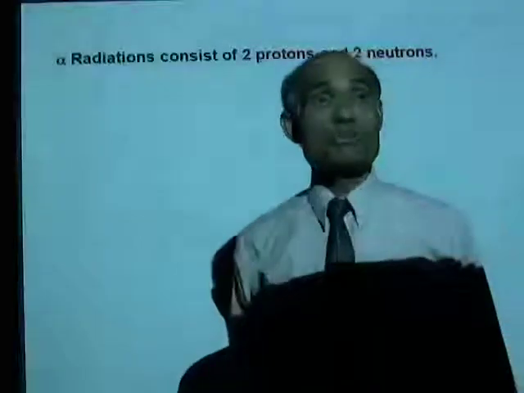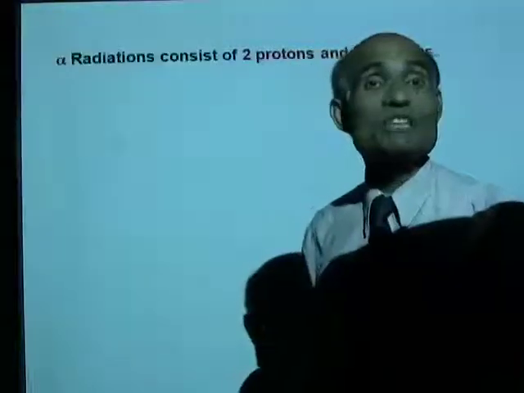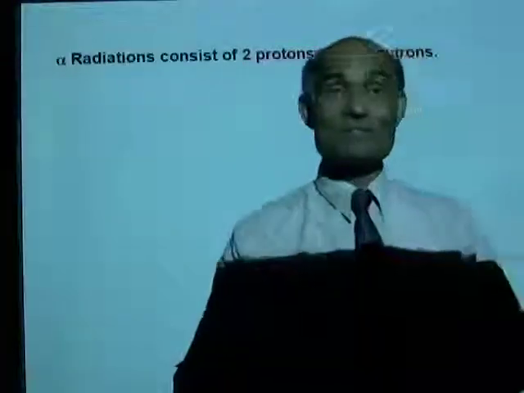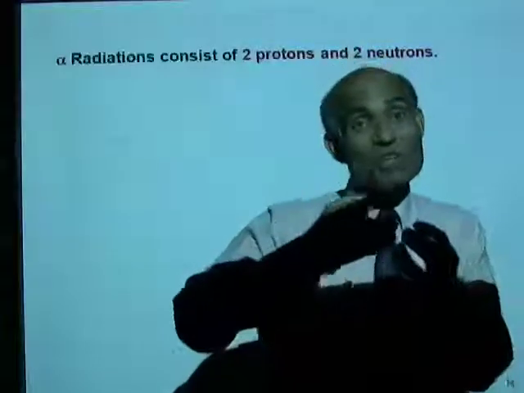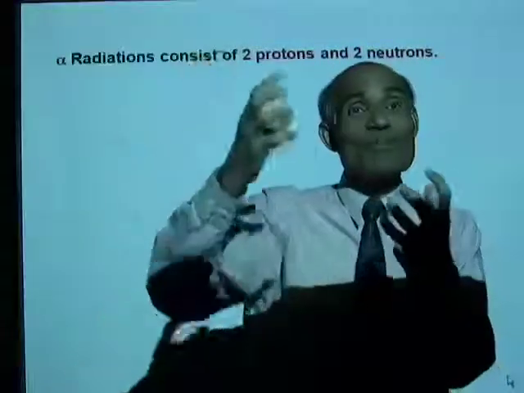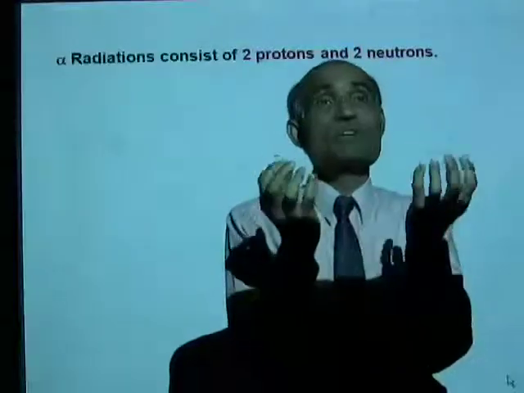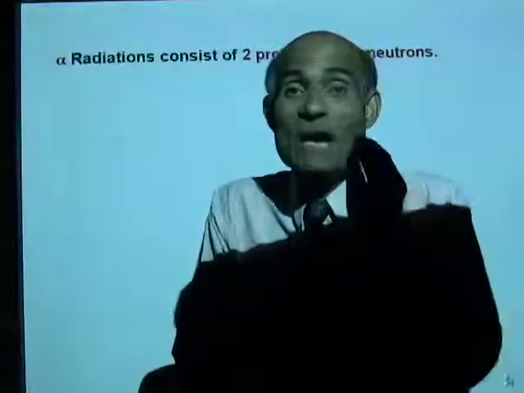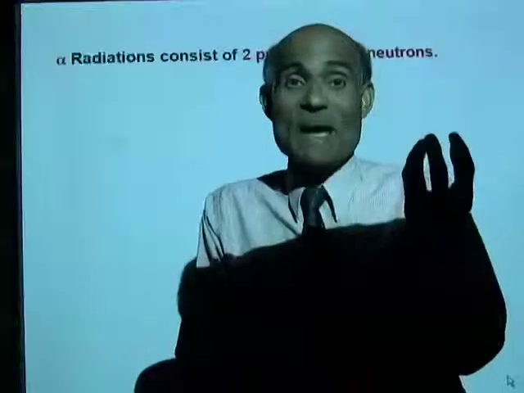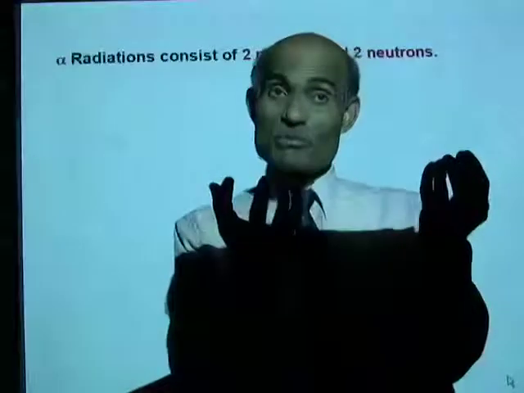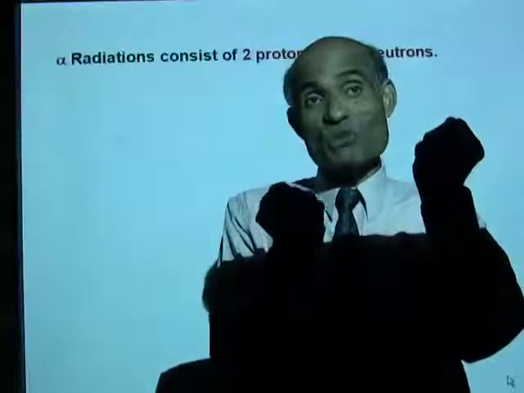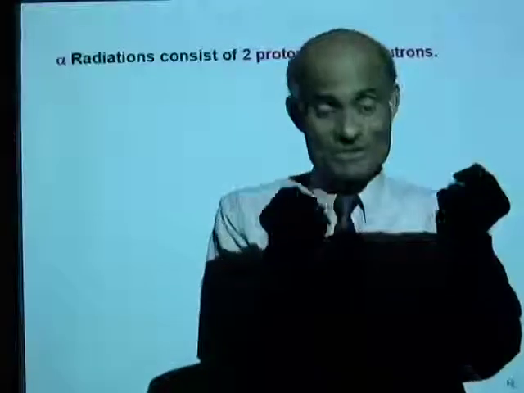Further studies showed that alpha radiations consist of 2 protons and 2 neutrons. So when an alpha radiation goes out of a nucleus, that nucleus loses 2 protons and 2 neutrons. Now remember, a nucleus is identified by its atomic number and mass number. Atomic number is the number of protons, and mass number is the number of protons and neutrons.